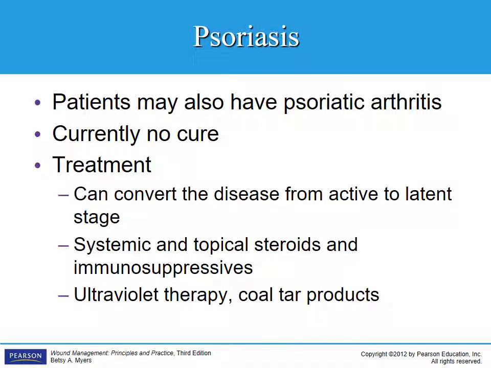Patients may also have psoriatic arthritis, as I just talked about. Currently, there's no cure, but you can convert the disease from active to latent stage using systemic and topical steroids and immunosuppressives, ultraviolet therapy, and coal tar products. The coal tar products sometimes are way more messy than they're worth. UV is far less messy than coal tar, and patients respond to it much better than they would coal tar.